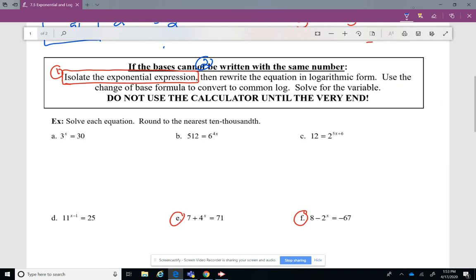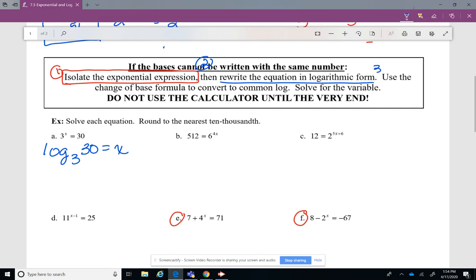Second step is rewrite the equation in logarithmic form. All right, so we're going to do log, what's our base? It is 3. Log base 3 of what? Of 30 equals what? That's the exponent, x. Okay, so we rewrote it in logarithmic form.